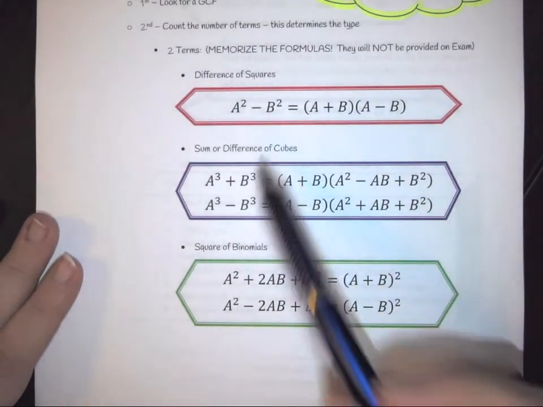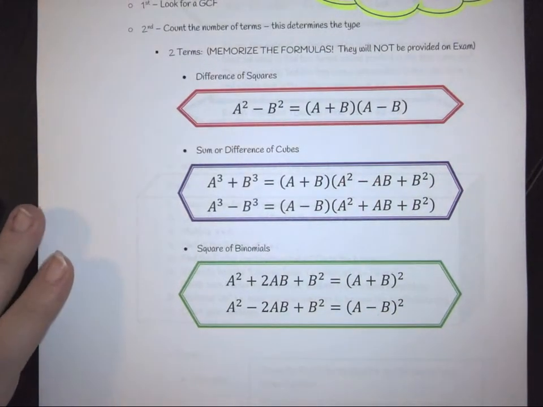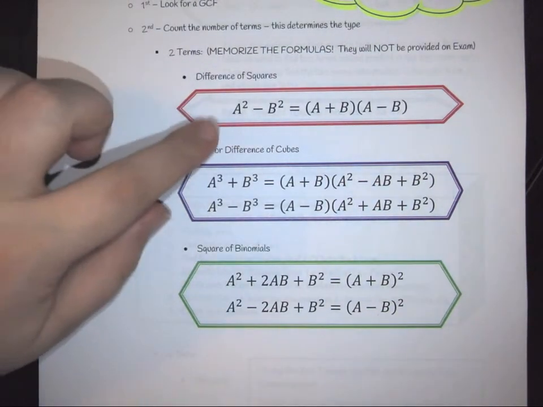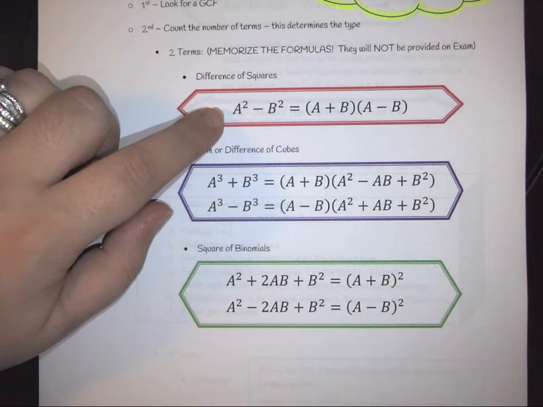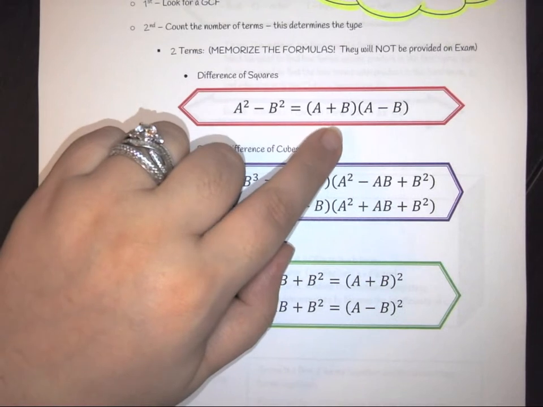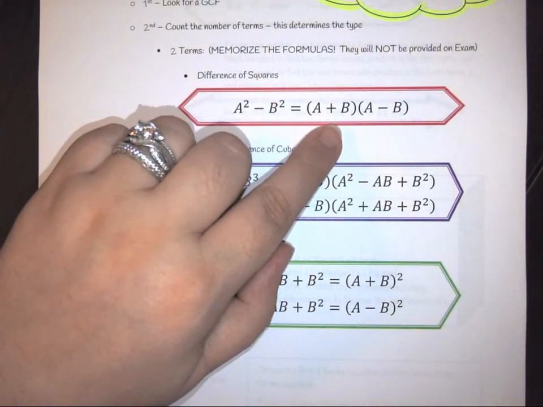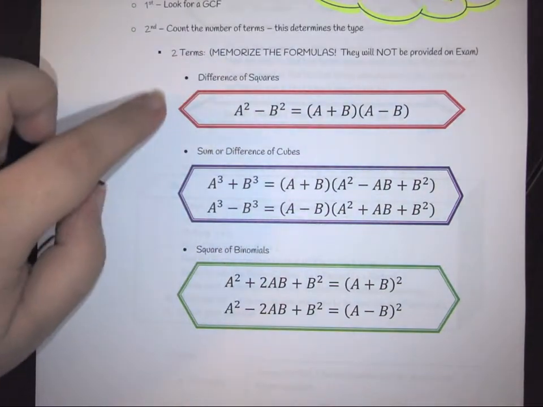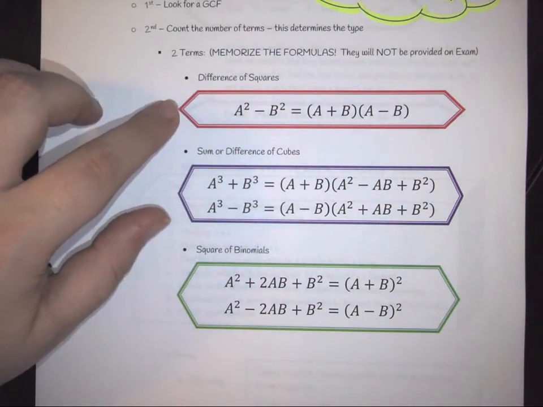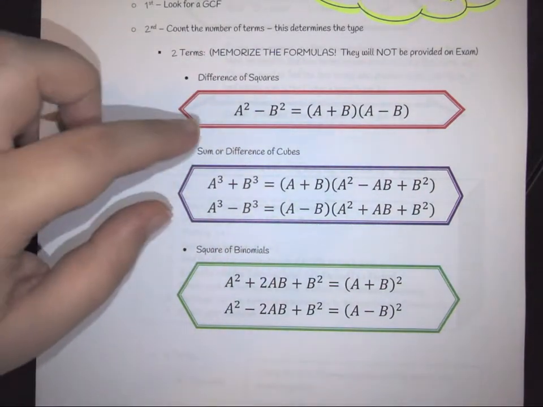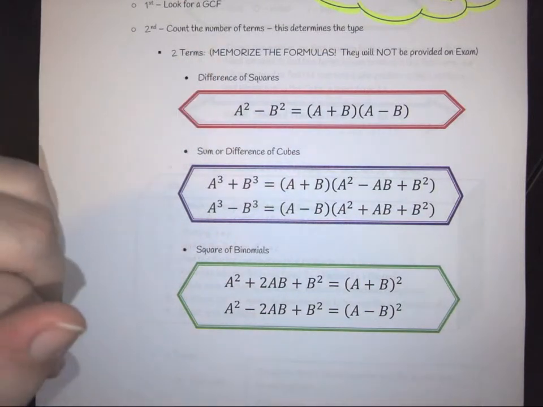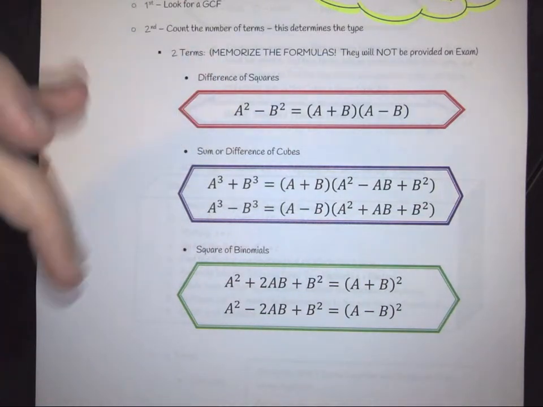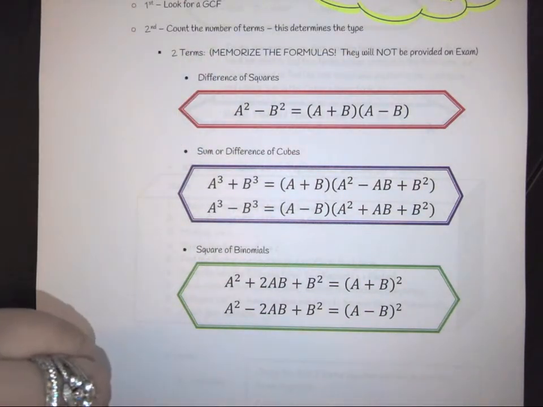The first would be a difference of squares. So the difference of squares says if you're given a squared minus b squared, then you can automatically state that that is going to factor into a plus b times a minus b. Okay, and that is called a difference of squares. Squares meaning your two terms have an exponent of 2, difference meaning your terms are being subtracted.